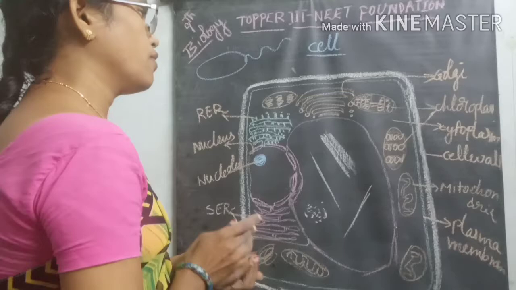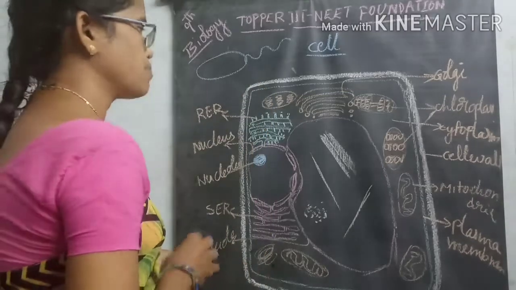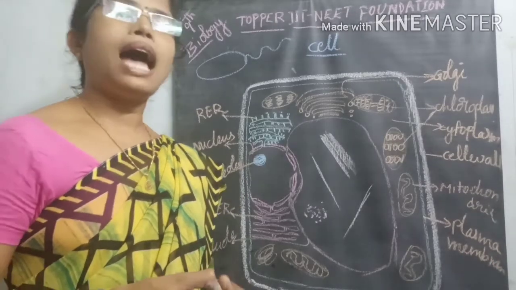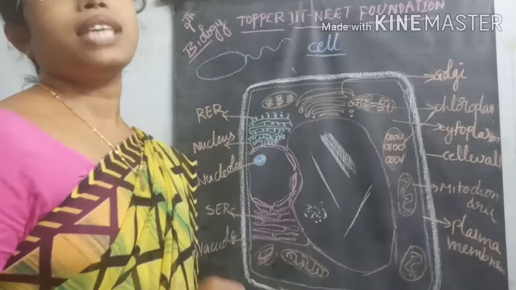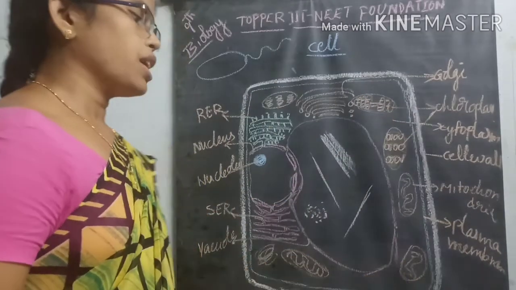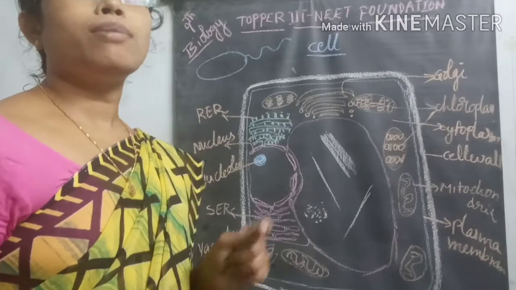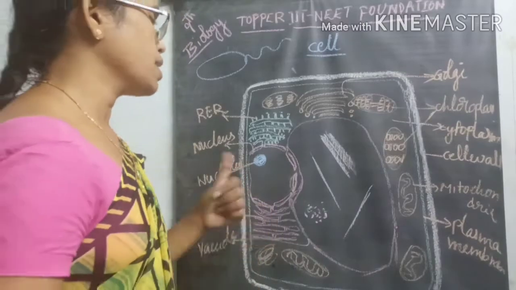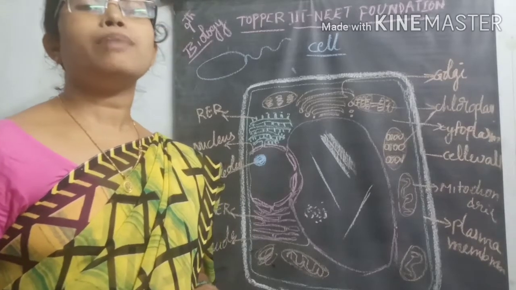Coming to the first part, that is the plasma membrane, because this plasma membrane is present in both plant and animal cells. In the plant cell, next to the cell wall, the layer covering the cell is called the plasma membrane. In the animal cell, the outermost layer covering the cell is called the plasma membrane. This plasma membrane mainly contains phospholipids and proteins.